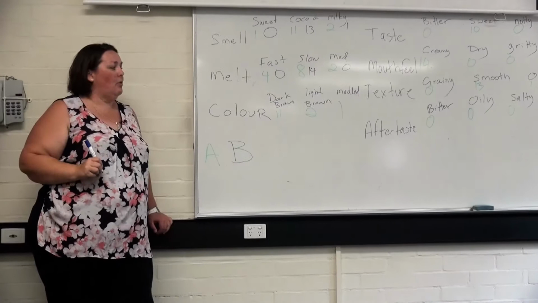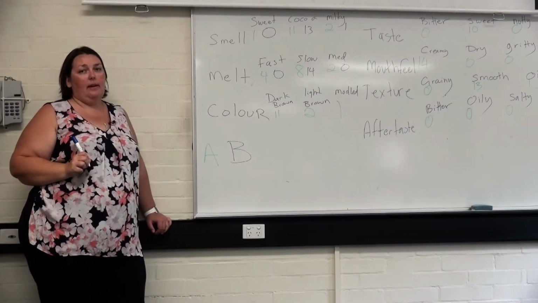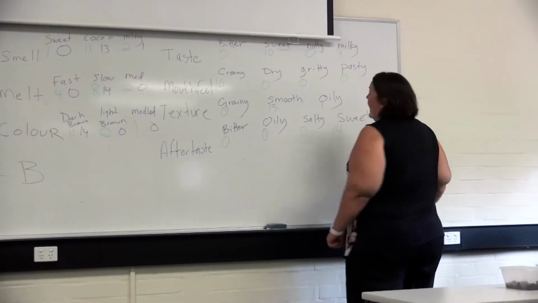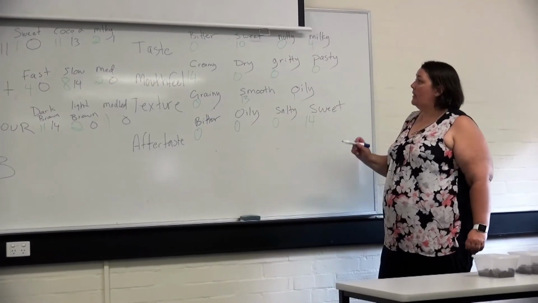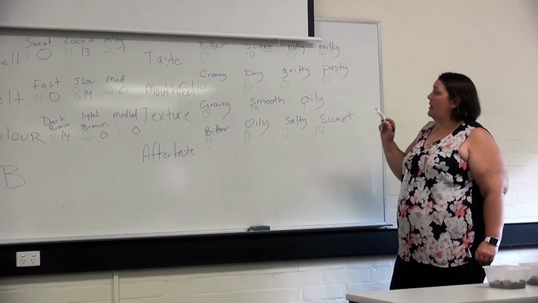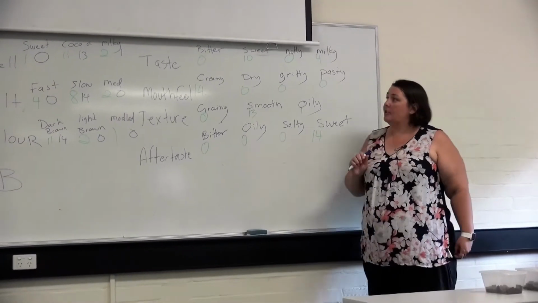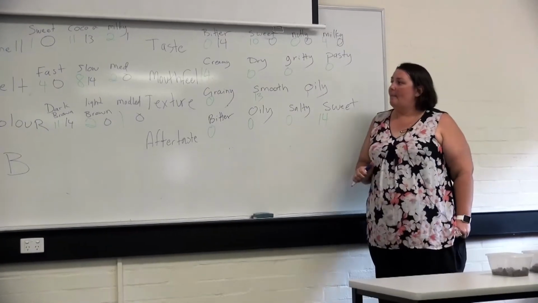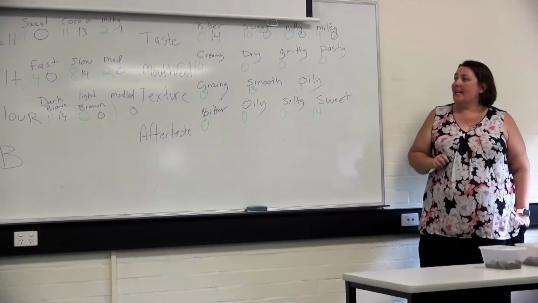Color: dark brown, light brown, or mottled. Show hands for dark brown. Okay, 14. Okay, bitter. Taste: bitter, sweet, nutty, or milky. So show hands for bitter. And that's everyone. Okay, mouthfeel: creamy, dry, gritty, or pasty.